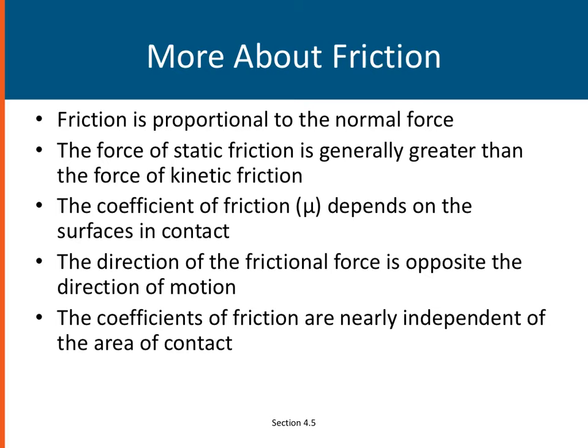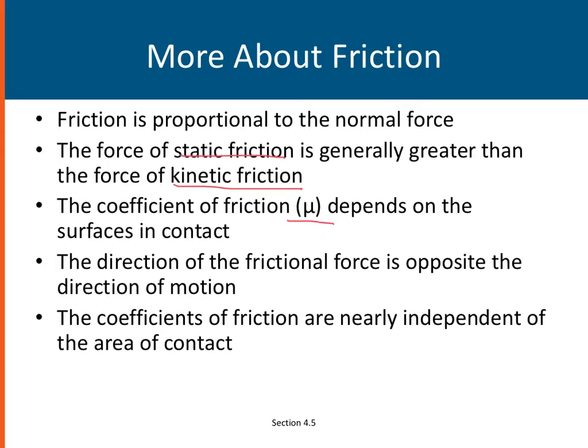The force of static friction is generally greater than the force of kinetic friction, and we'll talk about the difference between these two types of friction in a moment. But the general rule is static friction is bigger than kinetic. The coefficient of friction, for which we use the Greek letter mu, depends on the surfaces in contact. Certain surfaces have more frictional properties than others, and that deals with the intermolecular forces. But like I said, we're not going to get into the microscopic level. We're just going to understand at a macroscopic level that sandpaper has more friction than ice.